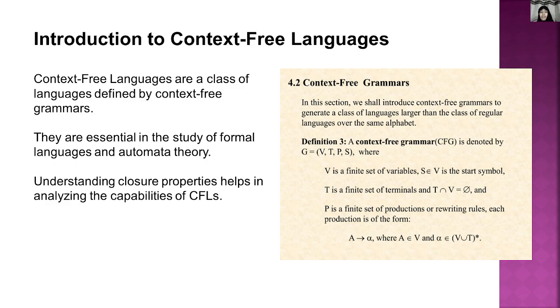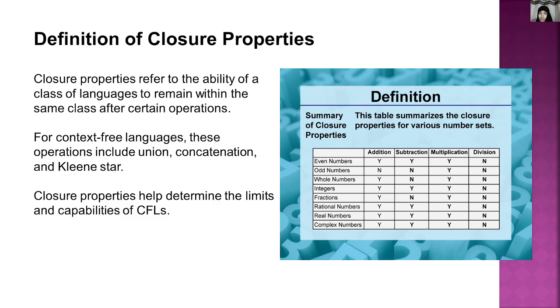So we also have context-free grammars, CFG. CFG is nothing but context-free grammars wherein G equals (V, T, P, S). V is a finite set of variables wherein S belongs to V. S is the start symbol. T is a set of terminals and T intersection V is equal to phi. And P here is a finite set of productions or rewriting rules. Each production is of the form. So let us move forward.